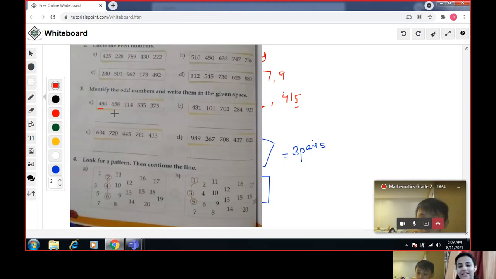How will you identify whether the number is odd or not? I think yes. No, it is not odd. What I have told you, in the odd number, what are the digits in the ones place?